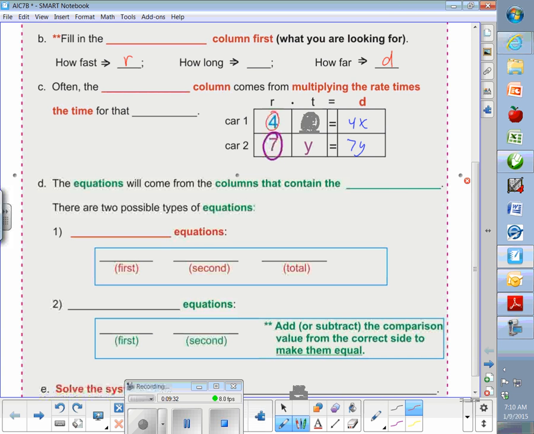All right. So again, often the distance comes from multiplying the rate times the time for that row. Okay.